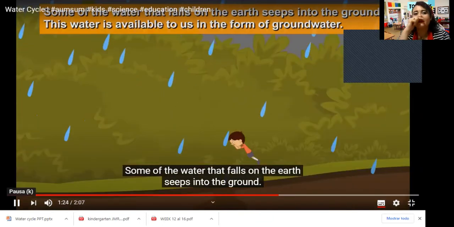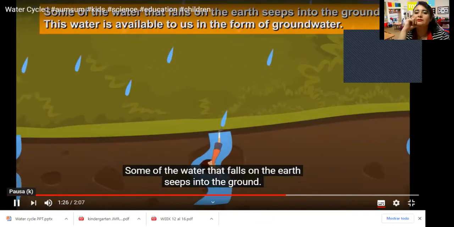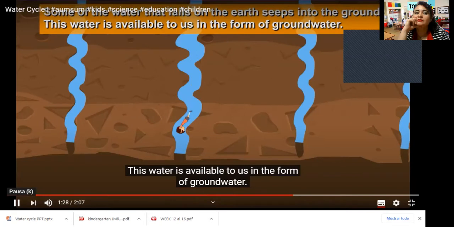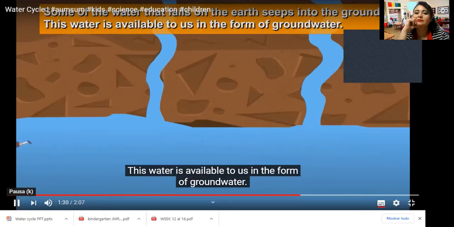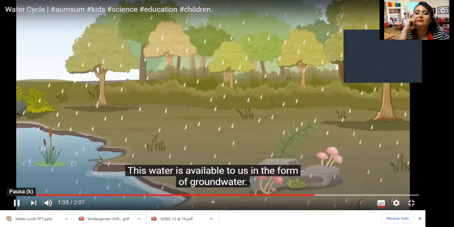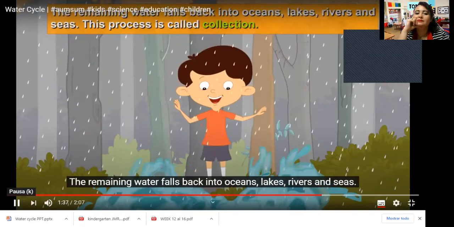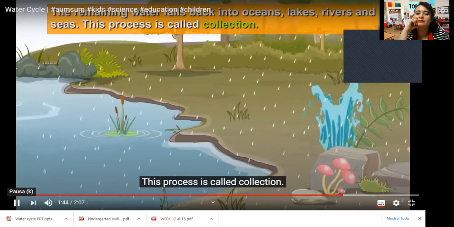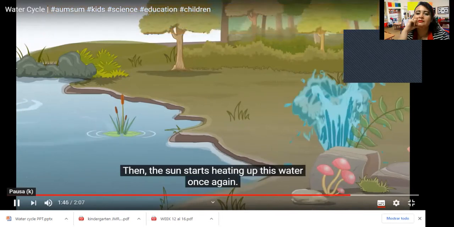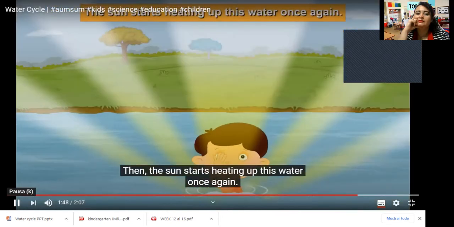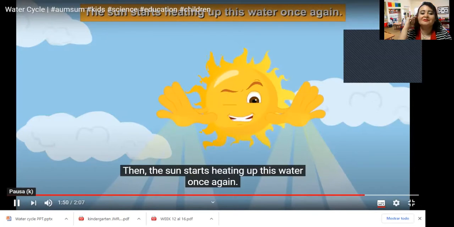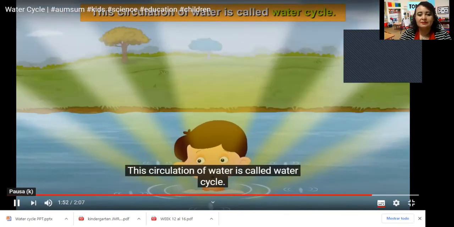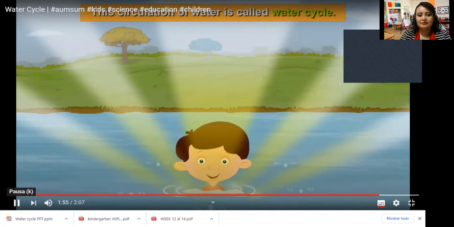Some of the water that falls on the earth seeps into the ground. This water is available to us in the form of groundwater. The remaining water falls back into oceans, lakes, rivers, and seas. This process is called collection. Then the sun starts heating up this water once again. This circulation of water is called the water cycle.